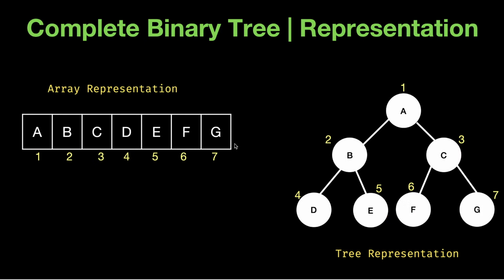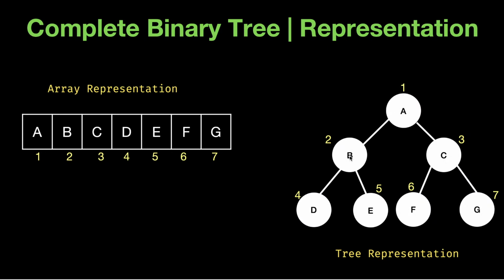Seeing this in more detail, we can see that this is the array representation, and this is the tree representation. I'm assuming that the array index starts from 1 for simplicity. If you look at A, B, C, D, E, F, G, and we inserted them into the tree representation, you can see that item A is on index 1. So the left child of item A is on index 2, which is just double the index it is currently on.